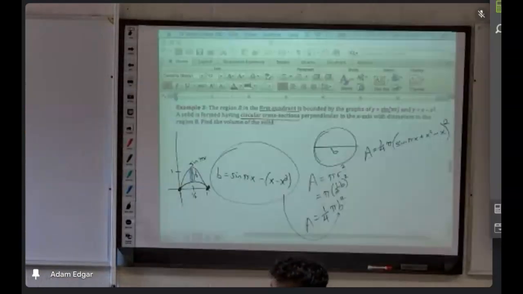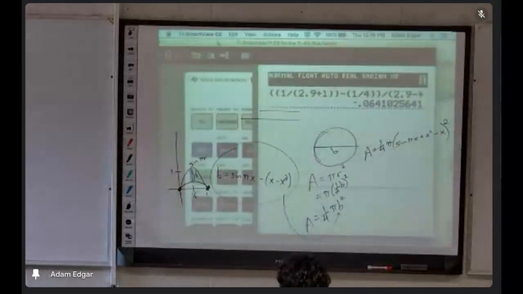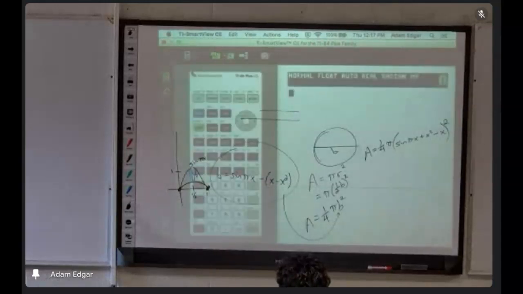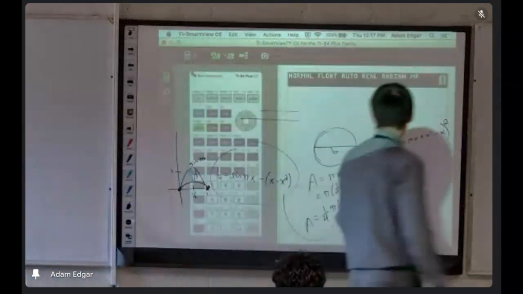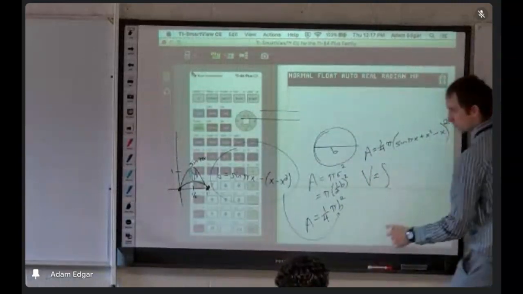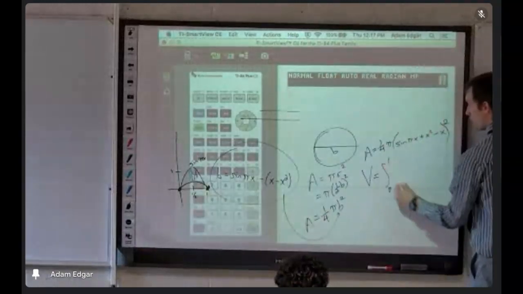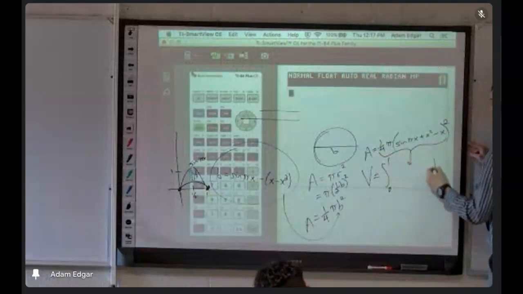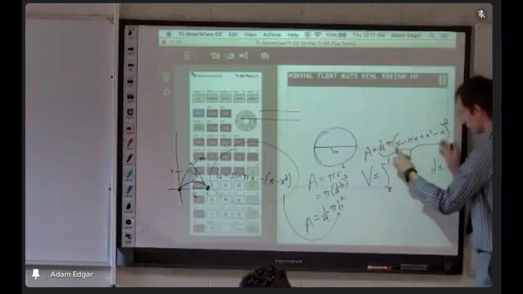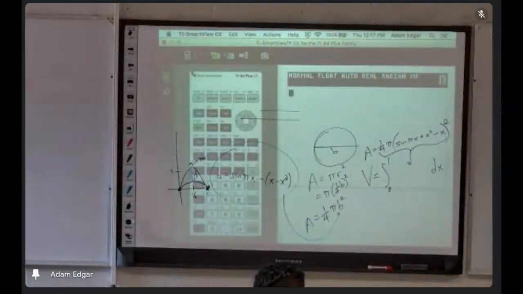So when we go ahead and do this on a graphing calculator, I'm seeing a problem with this. I don't really want to erase that. But, all right. So our integral for the volume is going to be the integral from 0 to 1 of this whole area thing, dx. So instead of rewriting the whole area equation that we made, I'll just put an arrow dumping it into the integral. So how do you do this now on your graphing calculator?